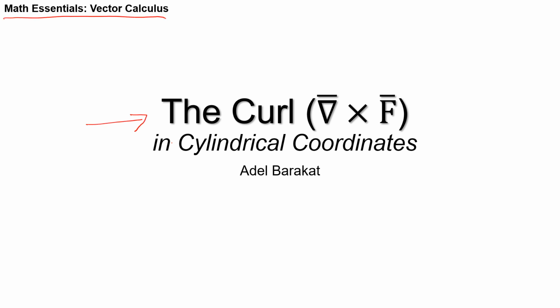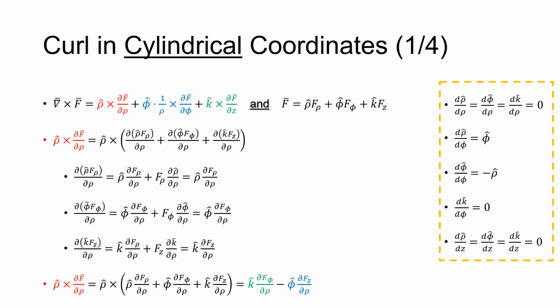Today we are again with the curl, but in cylindrical coordinates. As we have discussed last time, we have the curl equal to the cross product between nabla and some vector f. This time we represent f in terms of the cylindrical coordinates, where we have some component in rho direction, some component in phi direction, and finally some component in k direction.